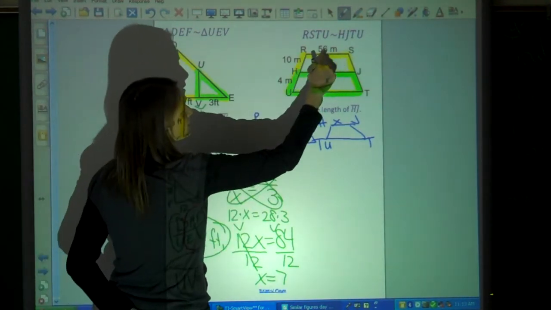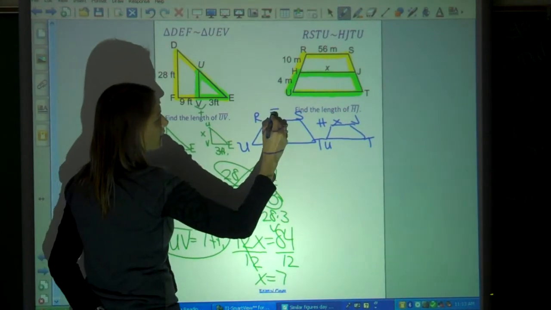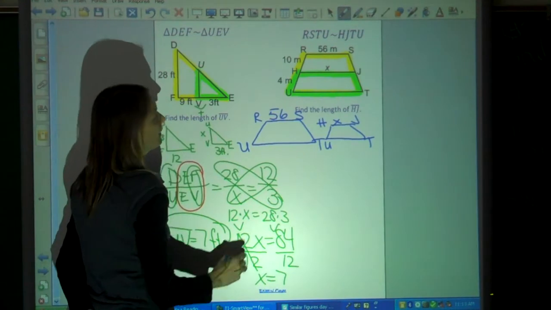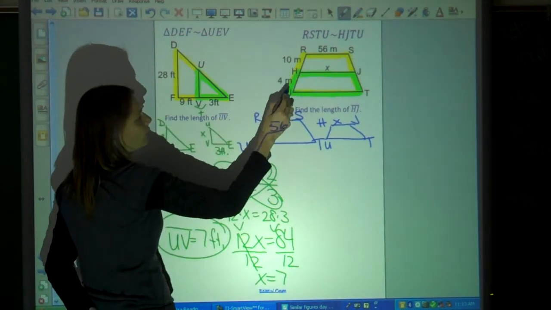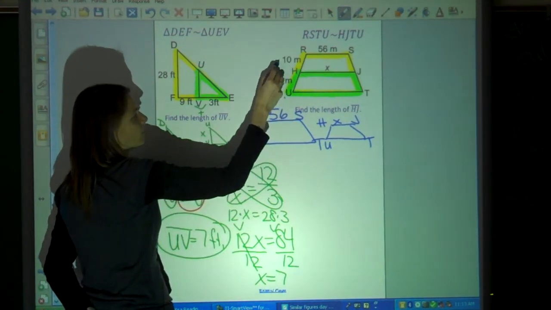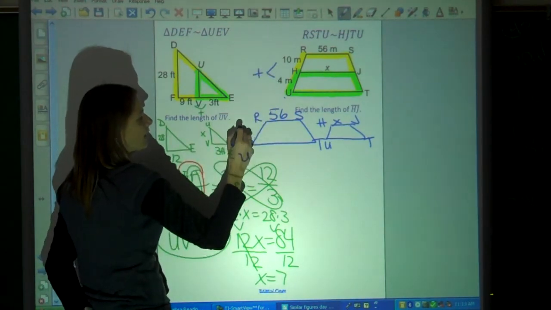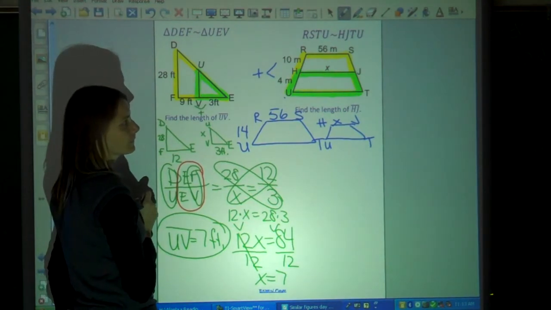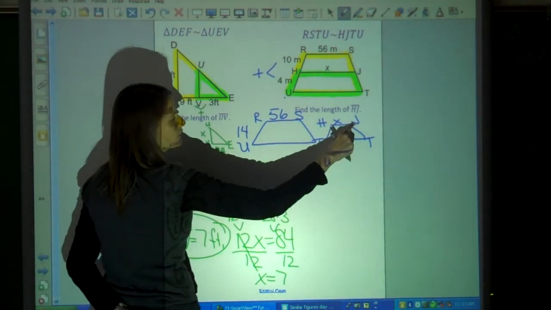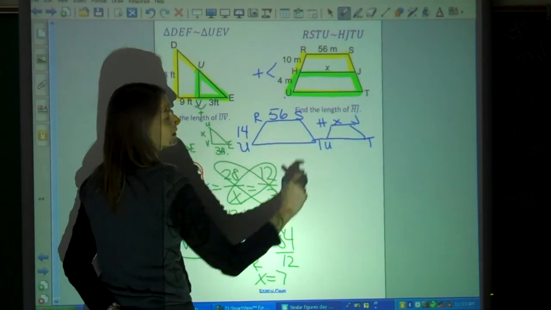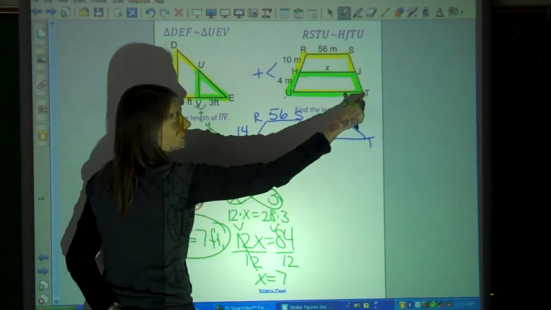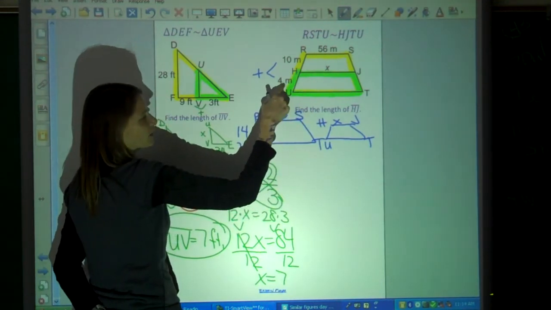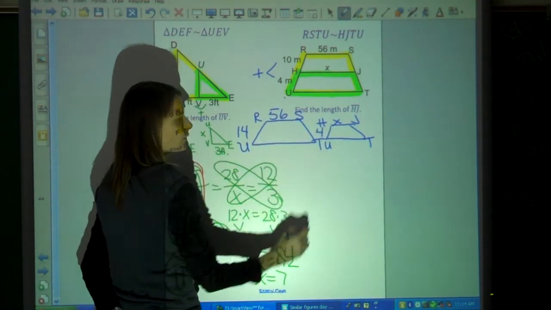I know RS is 56, so down here is RS. I don't know UT, I don't know ST, but I do know RU is 10 and 4, so I'm going to add those together, and I get 14 feet for RU. And then for my smaller trapezoid, JT, I don't know JT. TU, I don't know TU. UH, U to H is just the 4. So I'm going to put my 4 in there.